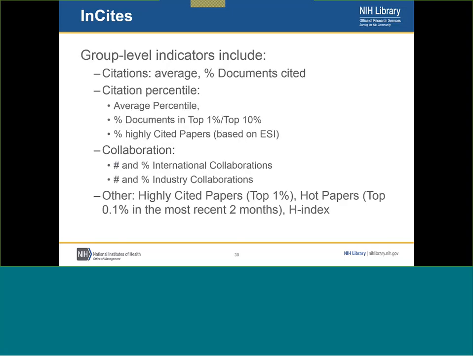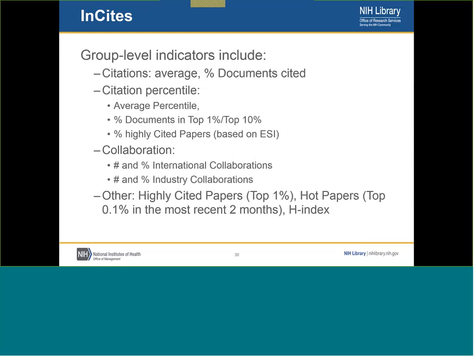All right. If you have a group of articles for which you would like to get group level indicators, you can do that as well, and you also get that in seconds. They will tell you the average citation and also the percentage of the documents that have been cited. For citation percentile, they will give you the average percentile. They also tell you what is the top 1%, what is the top 10%, and what are the highly cited papers.